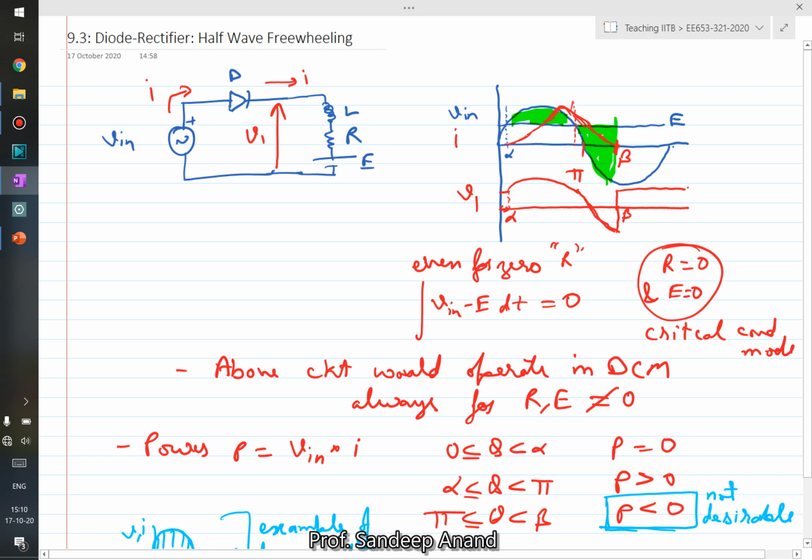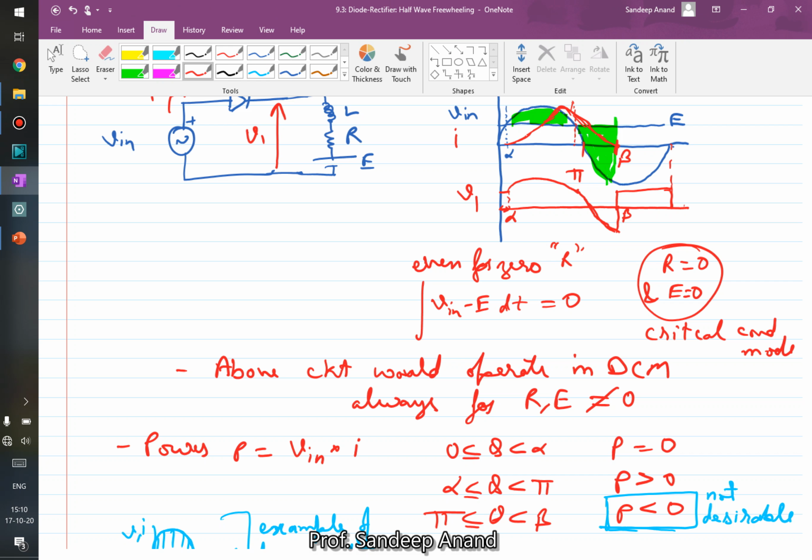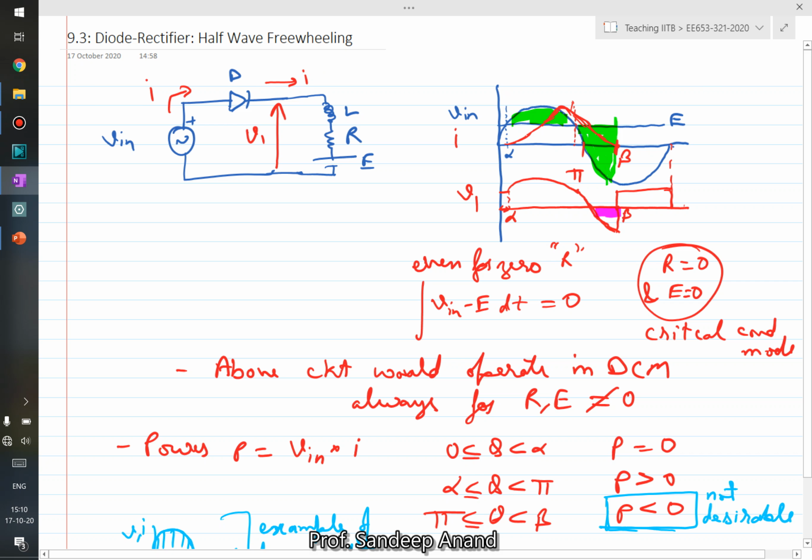Sorry, I've drawn it a little bit extended. After this another cycle would start. So this is the waveform of V1. Now V1 has a positive component, but V1 also has a negative part of it, right? Now what will that do? It will increase the ripple in the current that is flowing in the load.